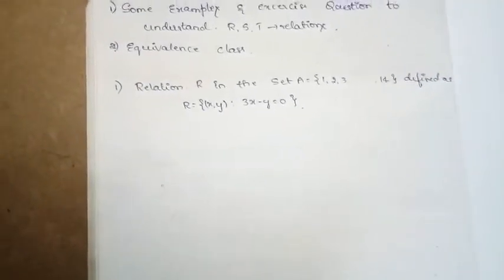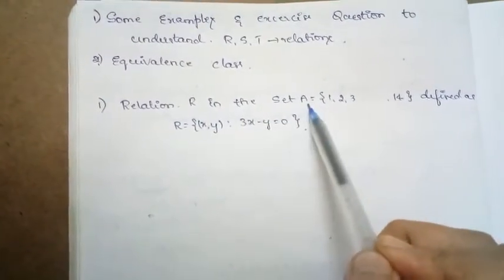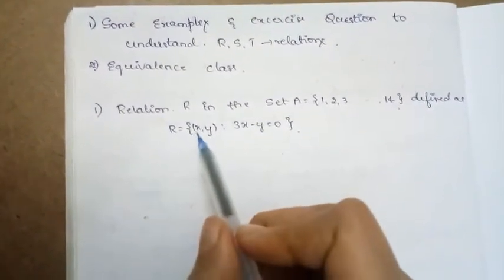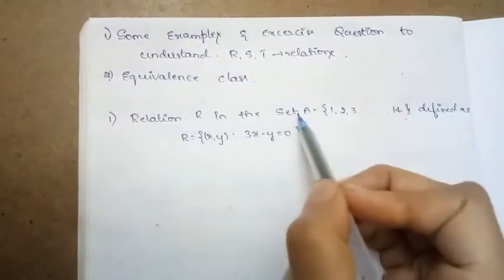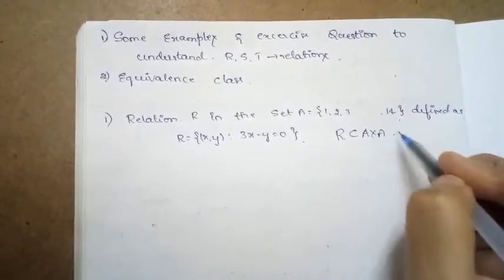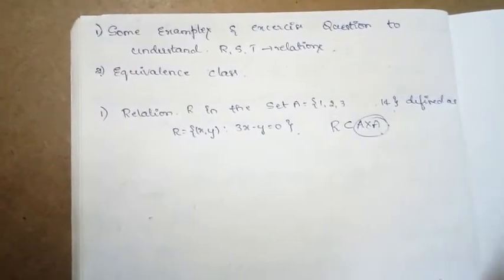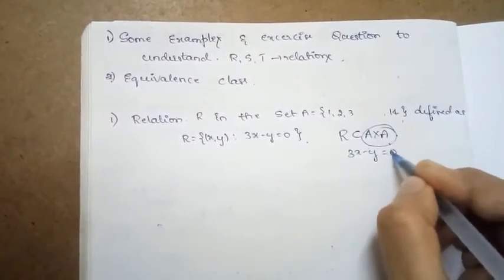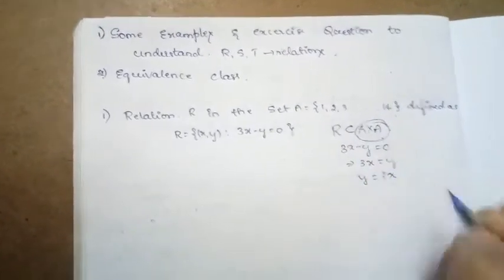In exercise 1.1 first question, they have given a relation R in the set A, where set A is nothing but 1 to 14 and the relation is defined as R is equal to (x, y) such that 3x minus y is equal to 0. So R is the relation which is defined on the set A cross A. A cross A is our Cartesian product. So what is that relation? 3x minus y is equal to 0, that is nothing but 3x is equal to y, or y is equal to 3x.